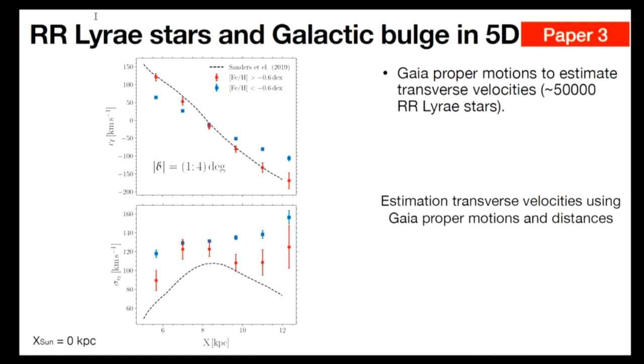Looking at the first part of the kinematical study, we calculate the transverse velocities for our stars. Again, looking at the metal-rich part of our data set, we calculated the tangential velocities in galactic latitude and longitude, and the dashed line represents a rotation pattern as traced by red clump stars from Sanders and collaborators 2019. You see the red points, representing the metal-rich population in our data set, follow this rotation pattern quite nicely, while the rest of the sample seems to be lagging behind this rotation.